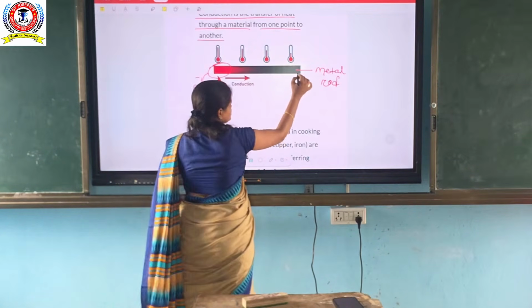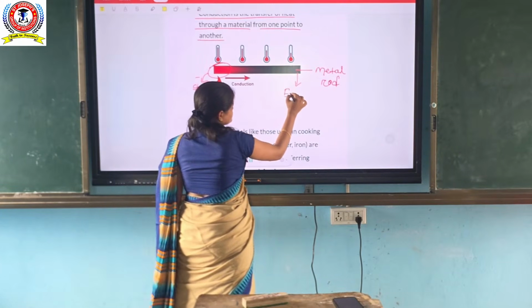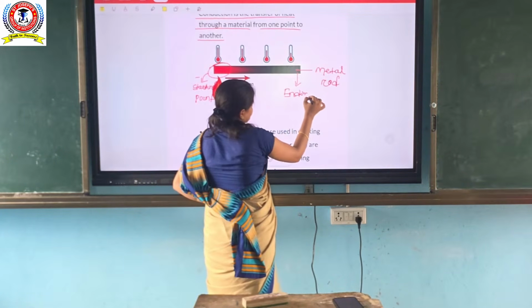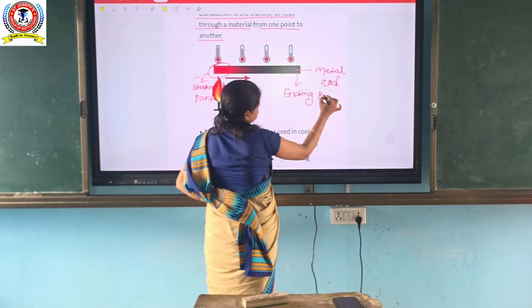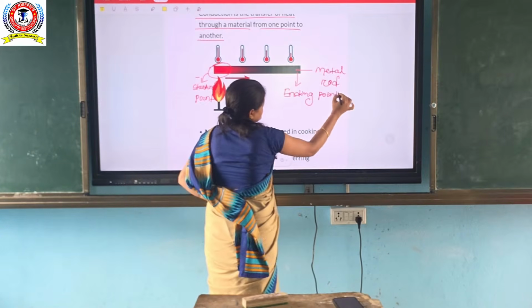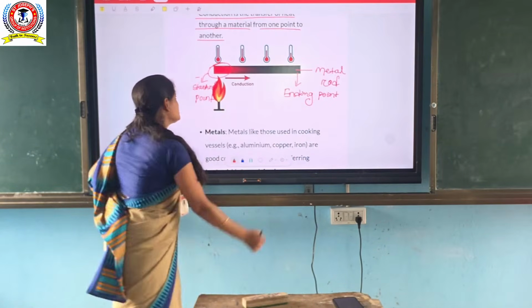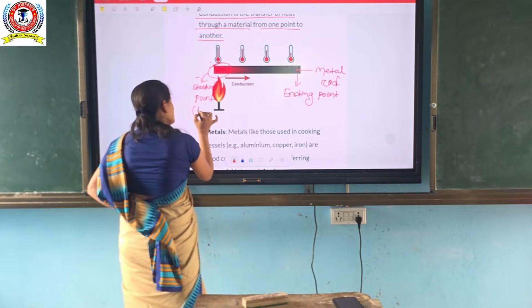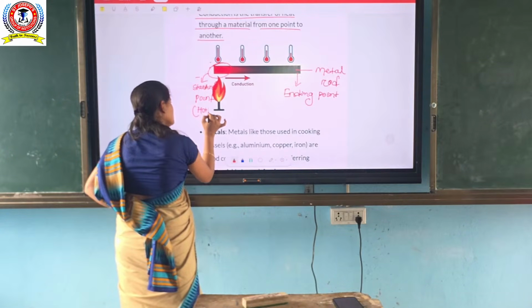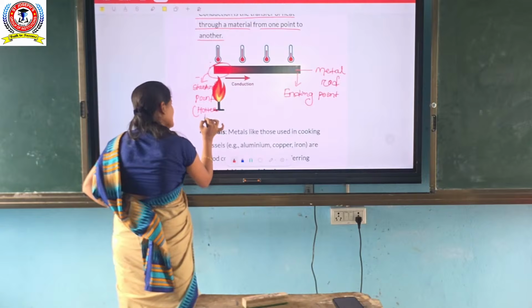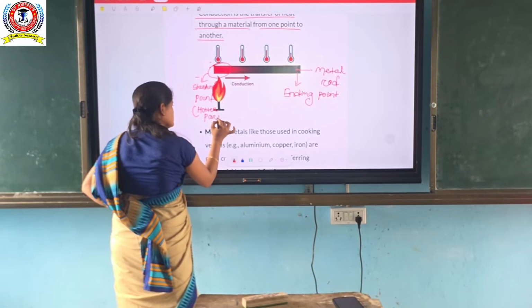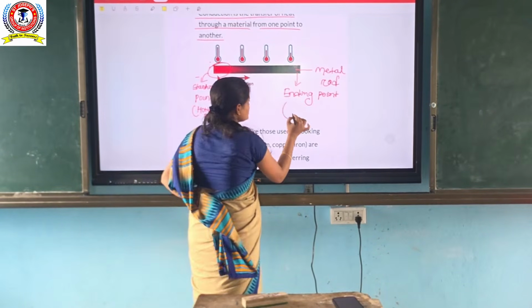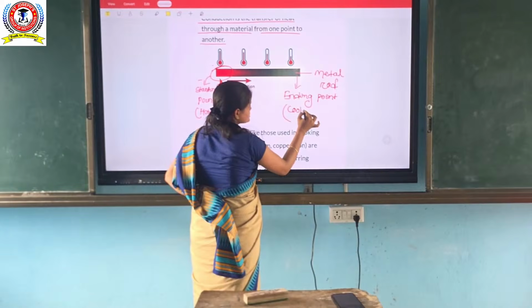This one is your ending point. Listen. Heat should be transferred from the hotter part. This one is otherwise called the hotter part of the metal rod. Another one is your cooler part.